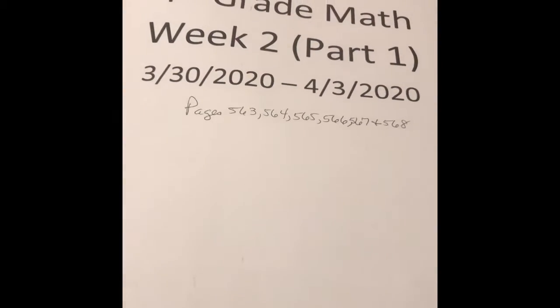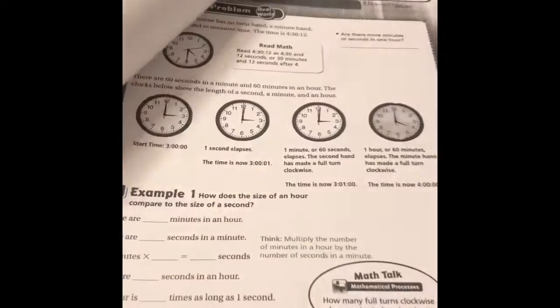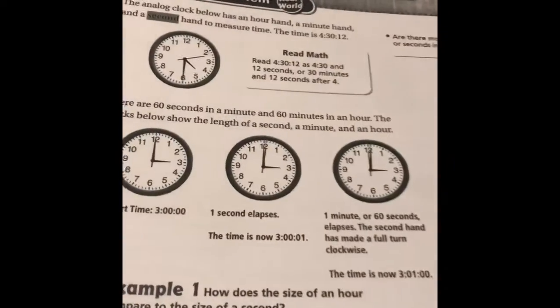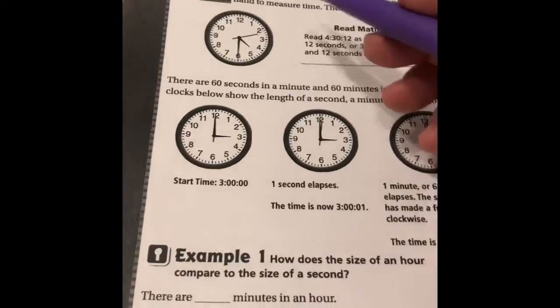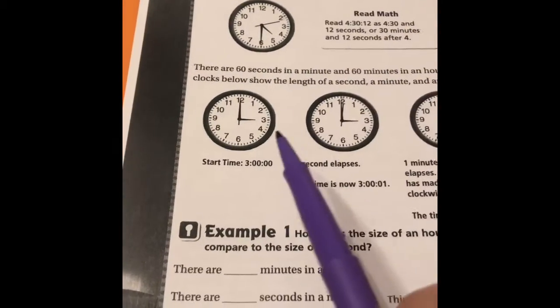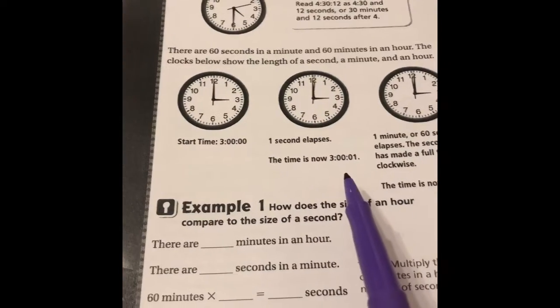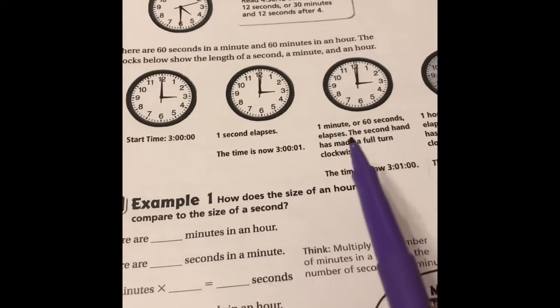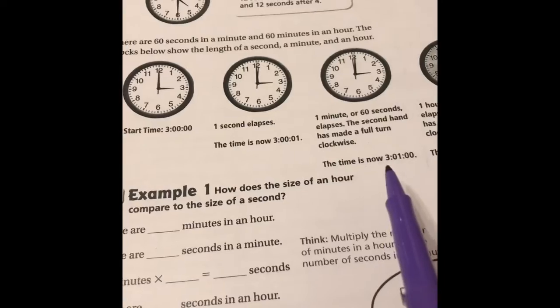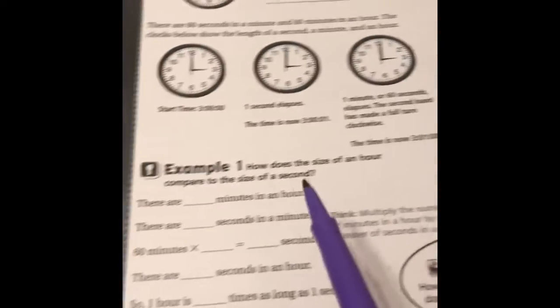Today we will be starting week 2, and this is what the cover looks like. This is what we will be doing first. Right now we are looking at units of time. This is what the clock looks like. The starting time is 3. 1 second elapses, so we are now at 3:01. 1 minute elapses, now we're at 3:01, but minutes, not seconds.